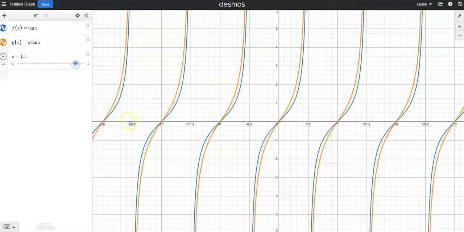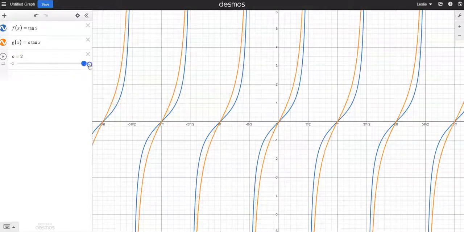And you can see that the graph is stretched. Now, if this had been a quadratic instead, that might make sense to you, right? Let's go all the way to 2. If this were a quadratic, then 2 times that quadratic, the graph would be stretched, right?